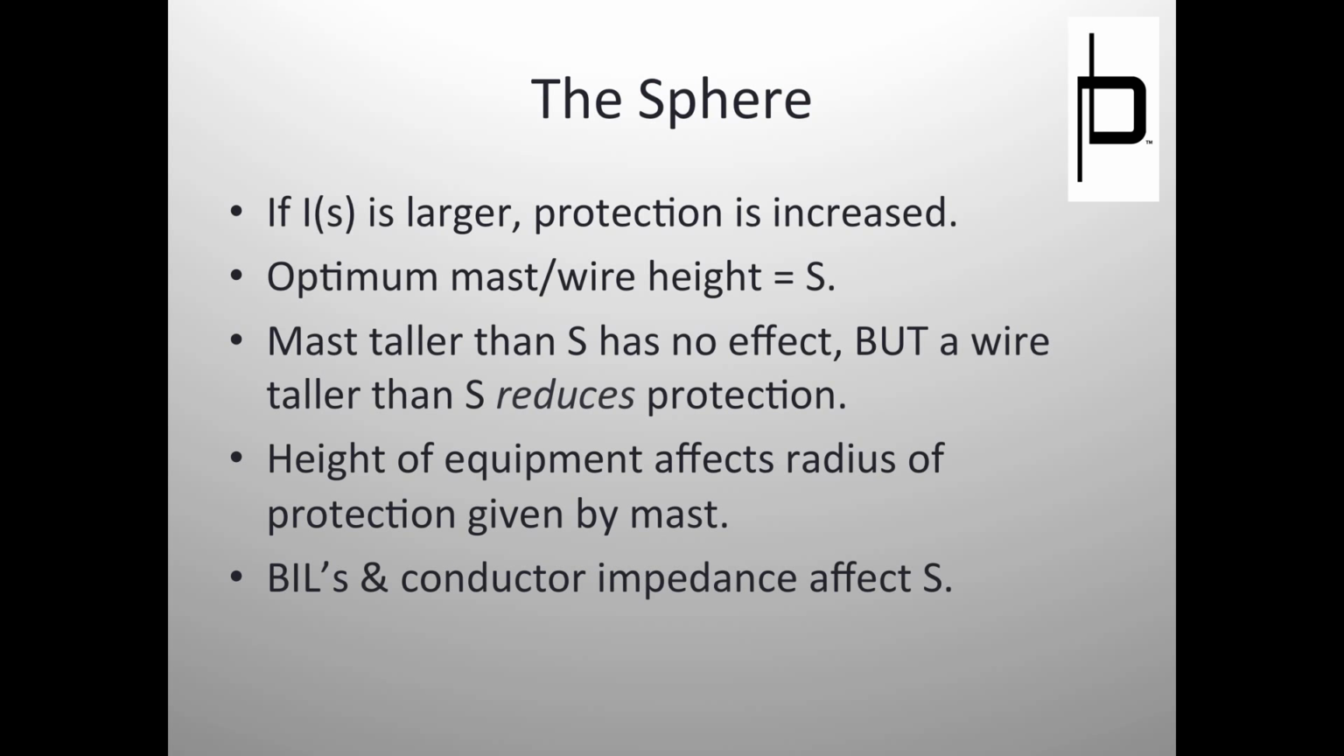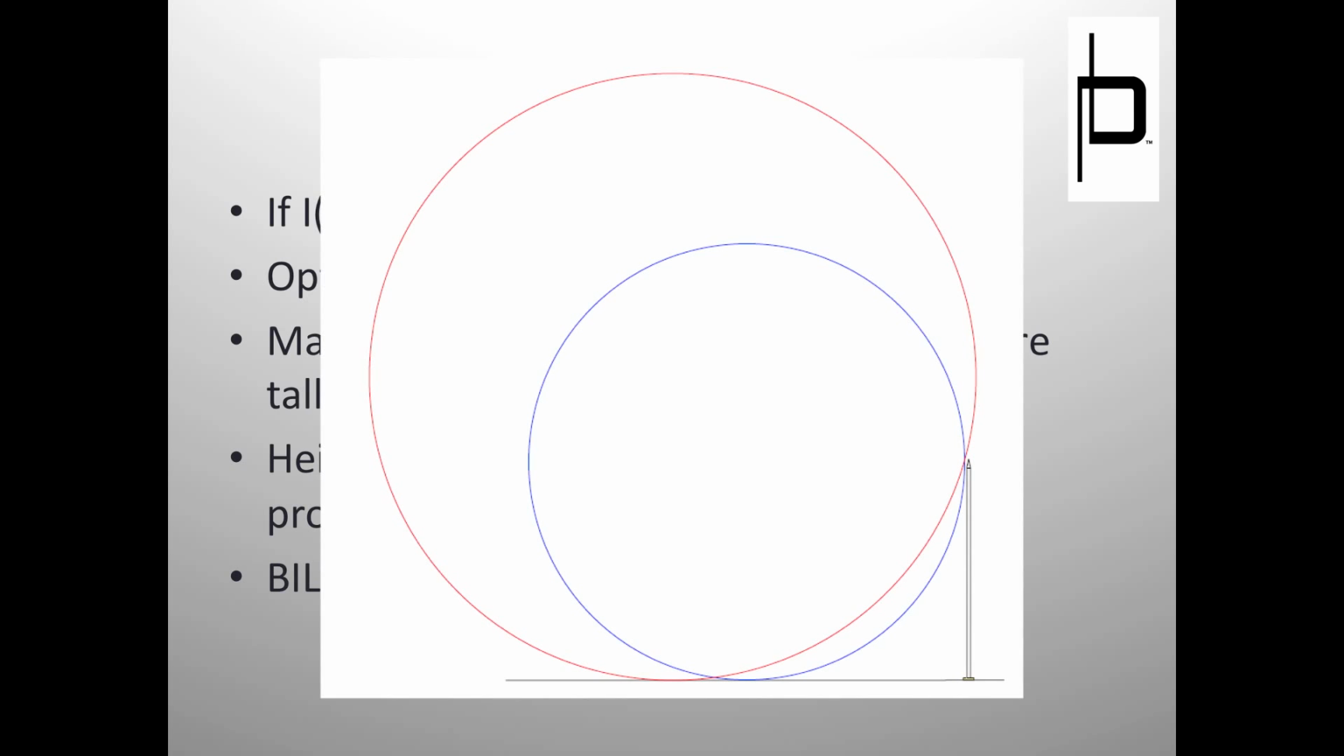Okay. So the first one, if the stroke current is larger, protection is increased. We just talked about this. In this example, IS represents the blue sphere, and if we made IS larger, you make S larger, and if you make S larger, you gain protection. If the area under the curve represents what's protected, you can see the area under the red curve is much larger than the area under the blue curve. So again, if we can protect against the blue, we know we've definitely protected against the red.